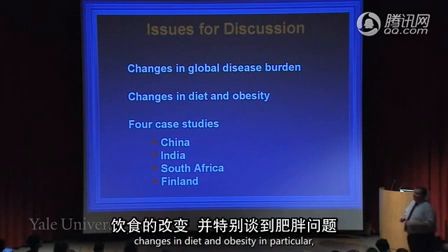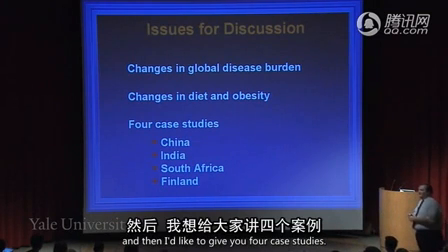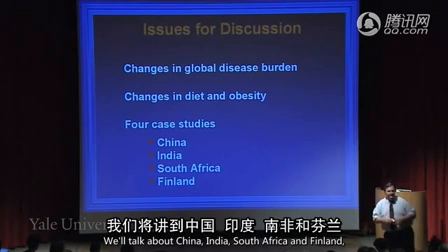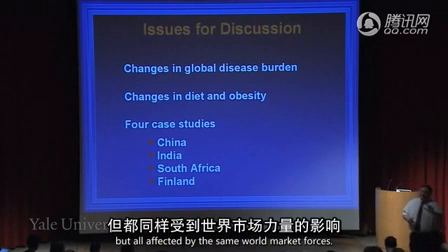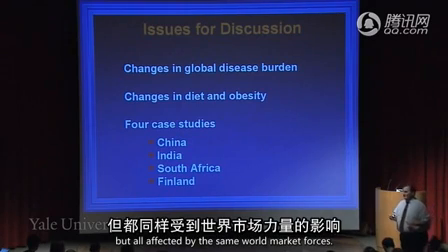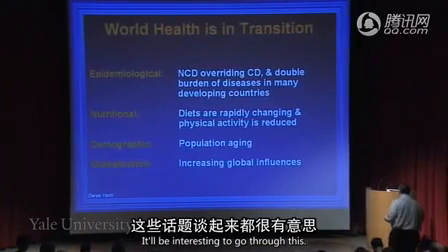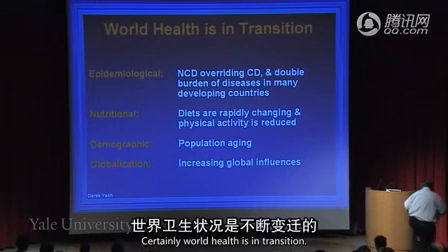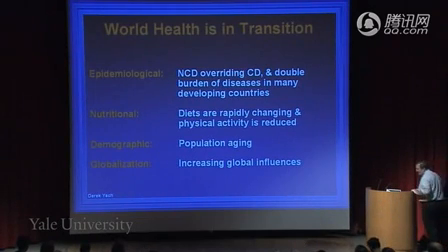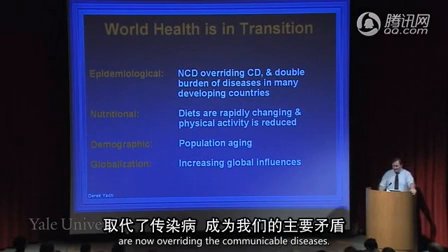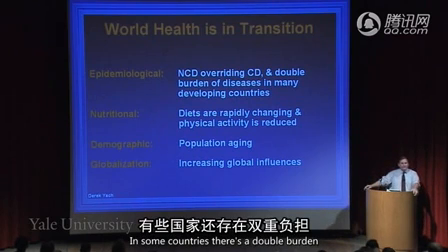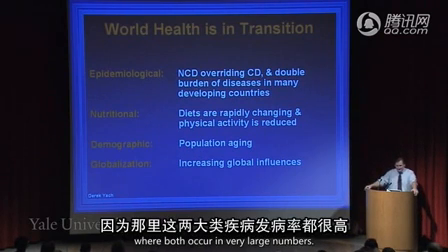We're going to talk about changes in diet and obesity in particular, and then I'd like to give you 4 case studies. We'll talk about China, India, South Africa, and Finland, all different from each other in some ways, but all affected by the same world market forces. So it'll be interesting to go through this. So certainly world health is in transition. The non-communicable diseases, NCD, are now overriding the communicable diseases. And in some countries, there's a double burden where both occur in very large numbers.